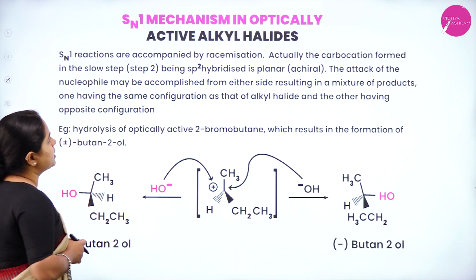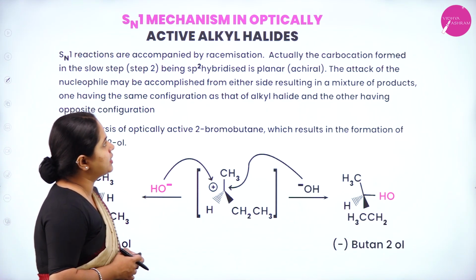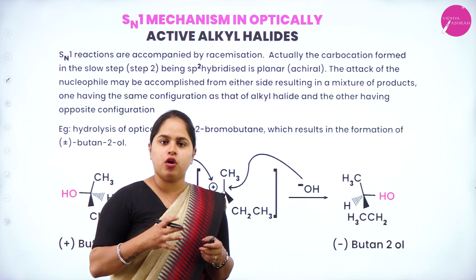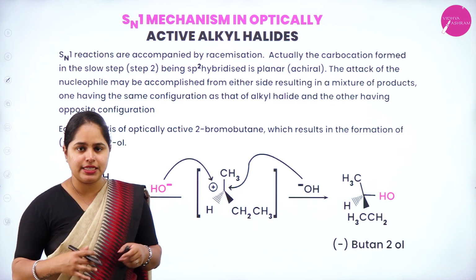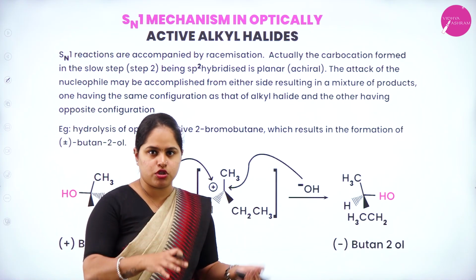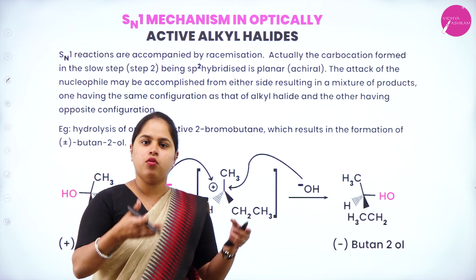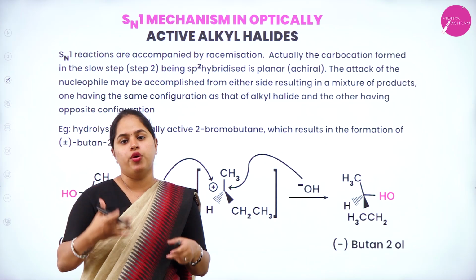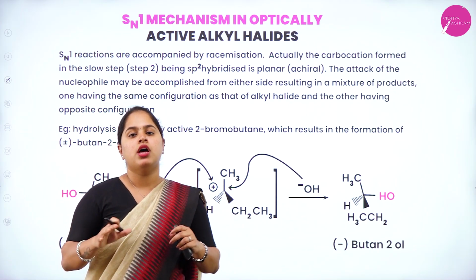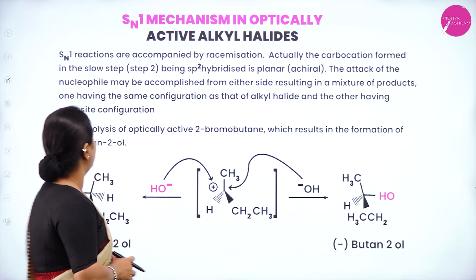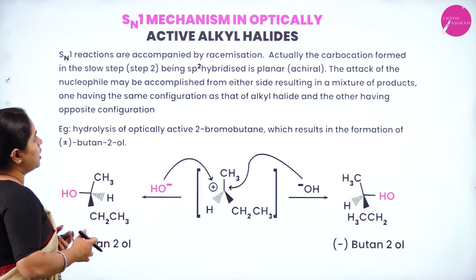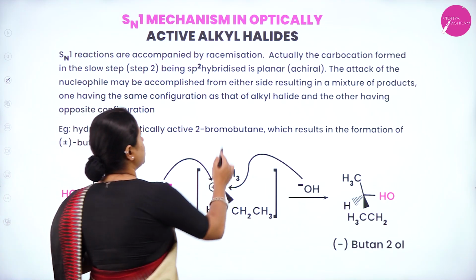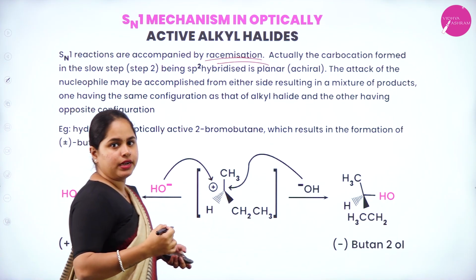Now moving on to the SN1 mechanism in optically active alkyl halides. We are going to take optically active alkyl halides and discuss them in terms of SN1 and SN2. We have studied what inversion, retention and racemization are. Which process is going to take place in SN1 and SN2, and the mechanism of that, we are going to discuss now. SN1 reactions are accompanied by racemization.